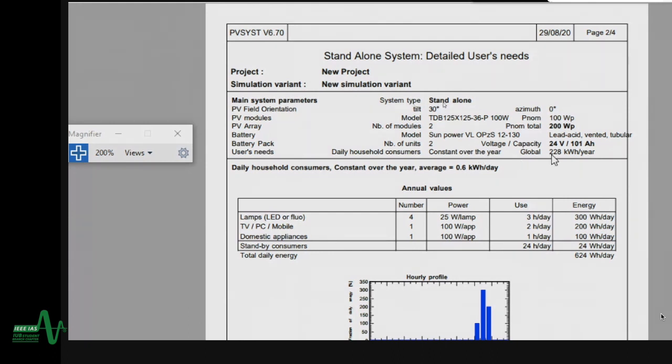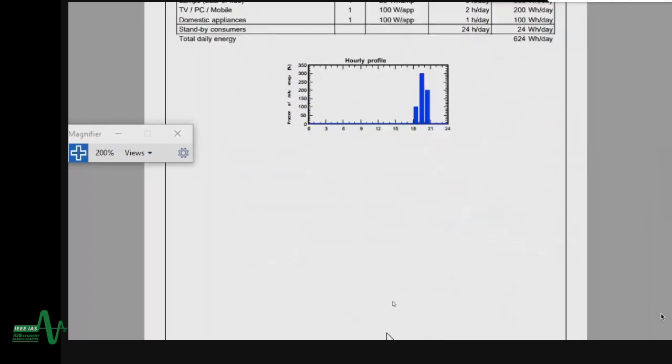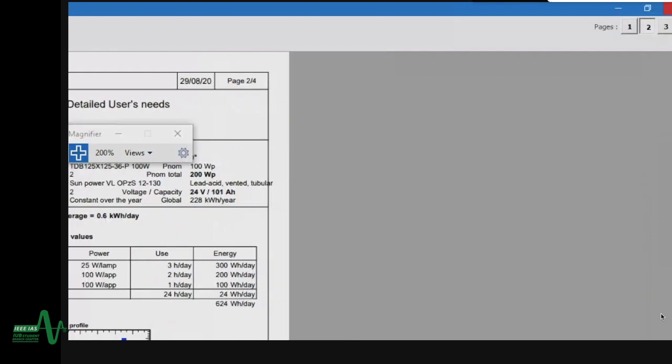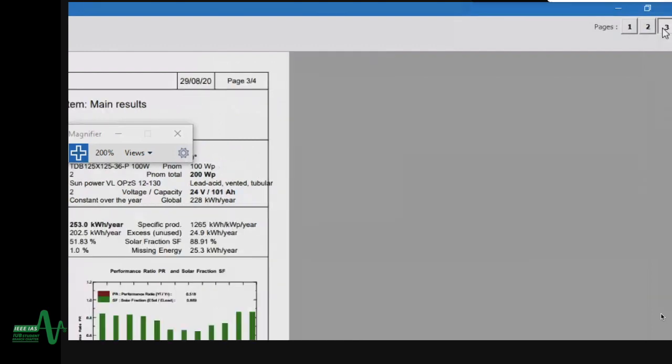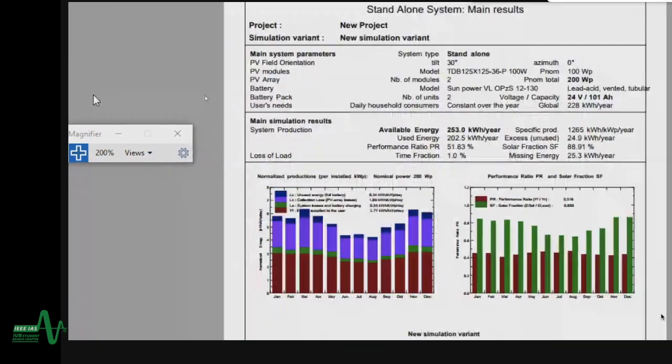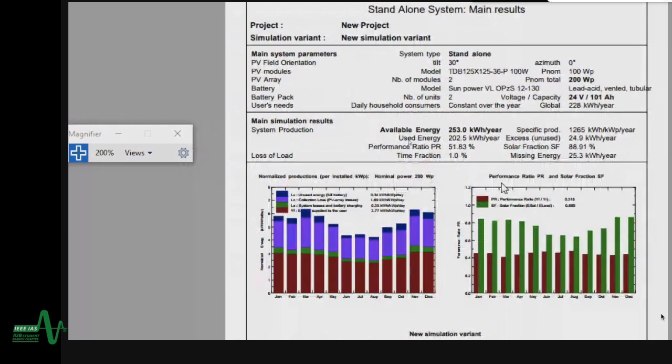The global user's need will be constant. As we have chosen for the whole year, the whole year our demand will be the same. It shows that 228 kilowatt hour per year is required, it will consume. And then go to the third page. Yeah, it's nice, I just love it.